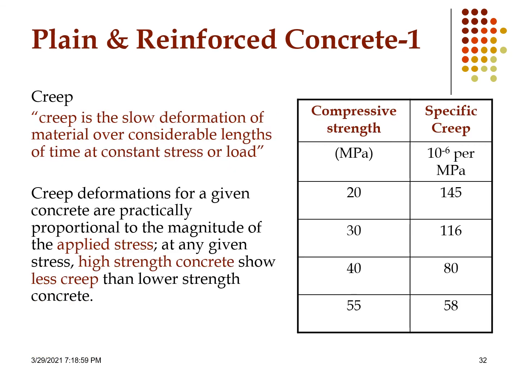Now creep is slow deformation of a material over a considerable length of time at constant load or stress. Creep is a function of compressive strength. So specific creep for 20 megapascal compressive strength is equal to 145 times 10 to the power negative 6 per megapascal. For 30 megapascal concrete strength, specific creep is 116 times 10 to the power negative 6 per megapascal, and so on.